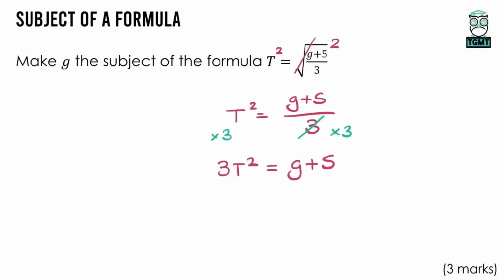There's now only one step left, and that is to get rid of that 5, so that g is the subject. To get rid of a plus 5, we will minus 5, and when we minus 5 from the left hand side, we have these 3t squareds, then take away 5, and that is equal to g. And again, if you have g equals on your dotted line, you would just write 3t squared minus 5, or you can write it either way round: 3t squared minus 5 equals g, or g equals 3t squared minus 5.